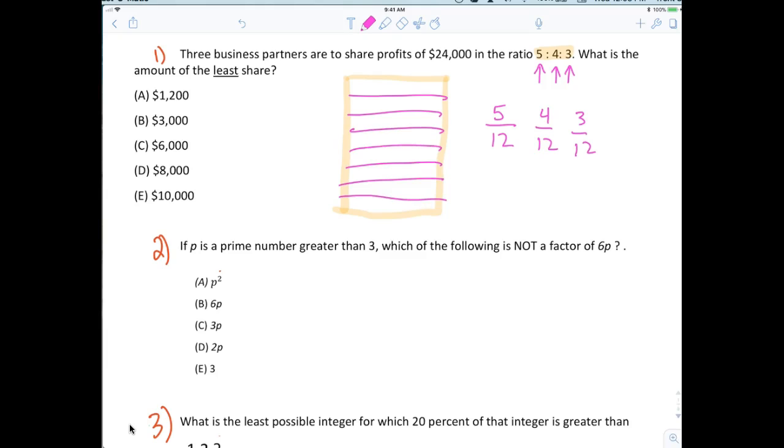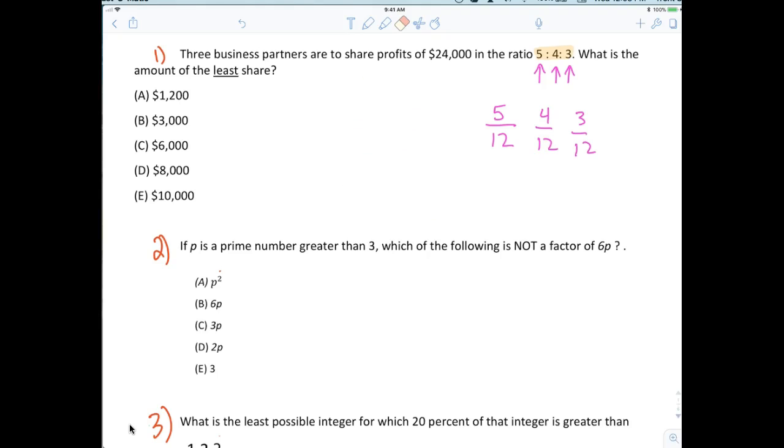And how many pieces did I want there? 12. Is everybody with me on that? Now that you have that, that's really important. Now, we want to know what is the amount that the least person gets. Well, the least fraction is what? So he gets 3/12. So essentially what you're doing is you're dividing it into 12, and you get 3 of those 12 pieces.